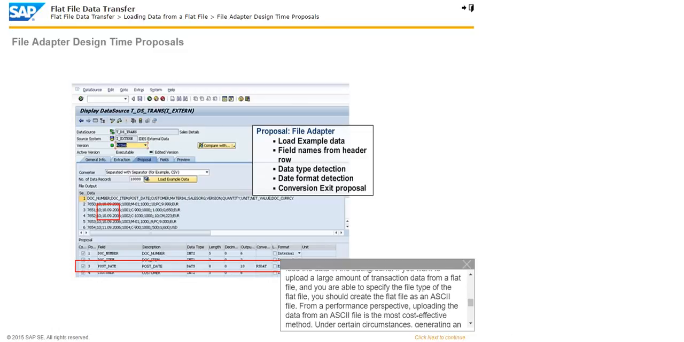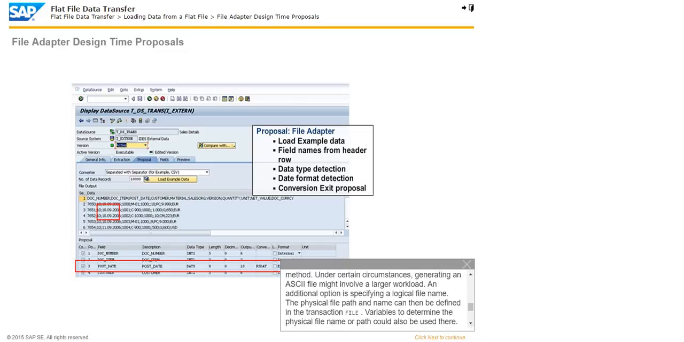If you want to upload a large amount of transaction data from a flat file and you are able to specify the file type of the flat file, you should create the flat file as an ASCII file. From a performance perspective, uploading the data from an ASCII file is the most cost-effective method. Under certain circumstances, generating an ASCII file might involve a larger workload.